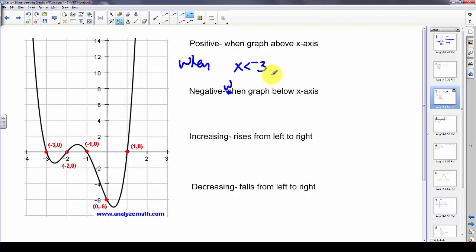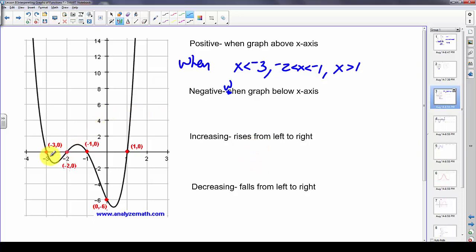Now in this little hump right here, that hump falls between an x value of -2 and -1. So I say x is greater than -2 but less than -1. Likewise, there is a region over here that's above the x-axis, and that is from 1 out forever. So when x is greater than 1. So that describes when the graph is positive.